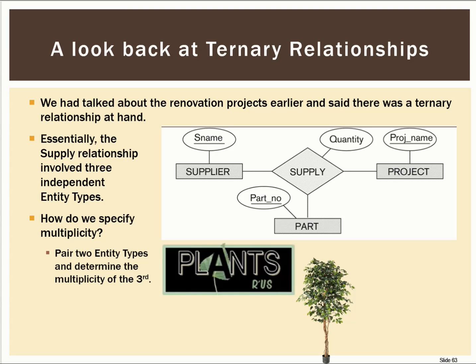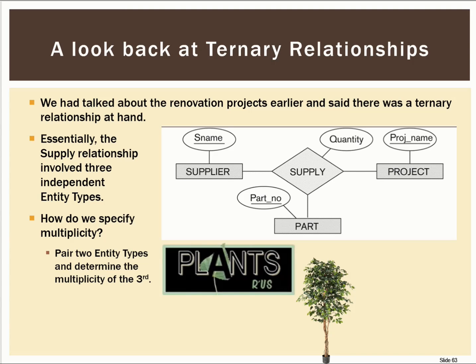The supplier was independent of the part chosen. The supplier was independent of the project. The project was independent of the part was independent of the supplier, etc. So they're all three independent entity types that come together for this supply relationship. But the real question is, how do we specify multiplicity?